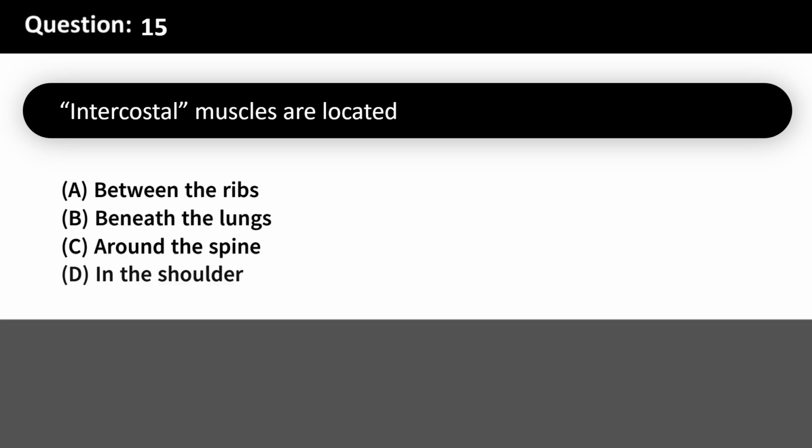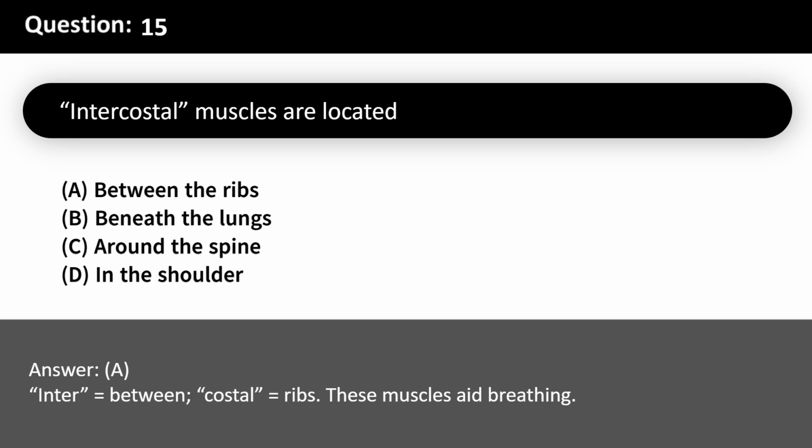Intercostal muscles are located: A. Between the ribs. B. Beneath the lungs. C. Around the spine. D. In the shoulder. Answer, A. Inter equals between, costal equals ribs. These muscles aid breathing.